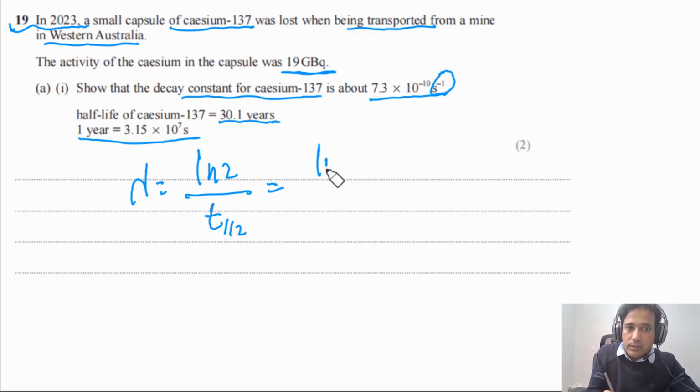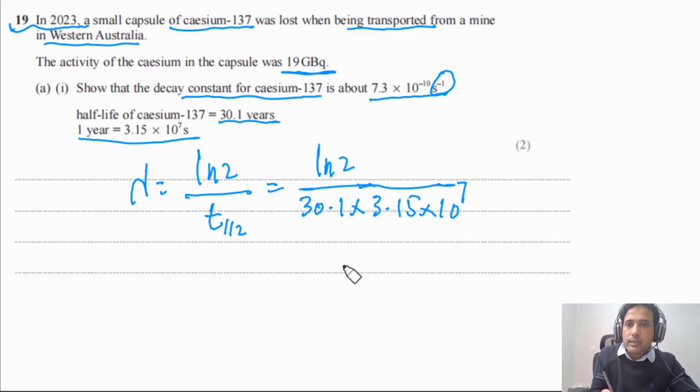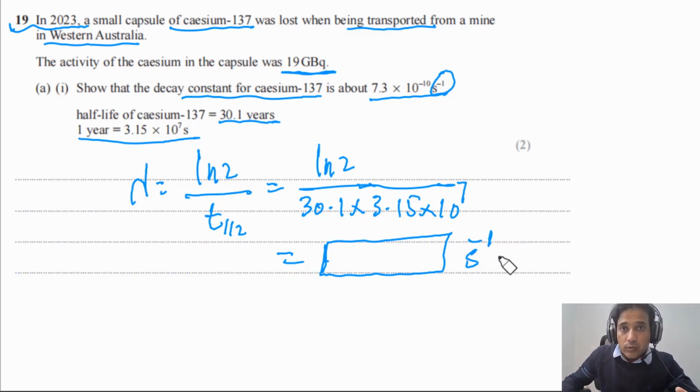So in this case we can say this is ln 2, and how many years do we have? 30.1. 1 year has this many seconds, so 3.15 times 10 to the 7. Now if we solve this one, we will get the value of lambda, which will be in per second. So this is how you need to answer.